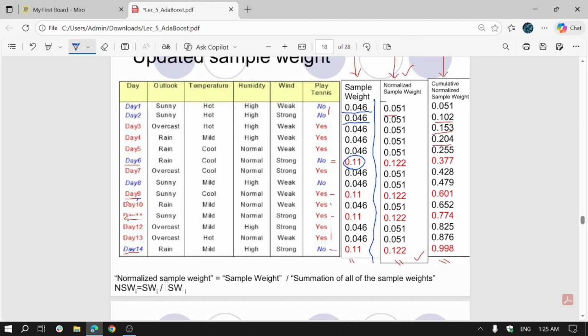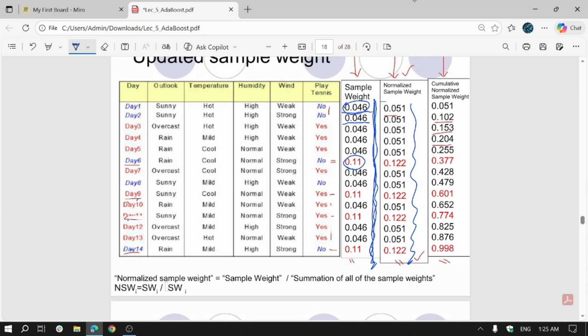So for normalized sample weight, what do we have to do? We have to do the summation of the whole column and divide by the summation, like 0.046 divided by the summation of the whole column. This way we find this result. That means you have sample weight 0.046, then you do the summation of the whole column and divide by the summation. Then you will find the normalized sample weight.